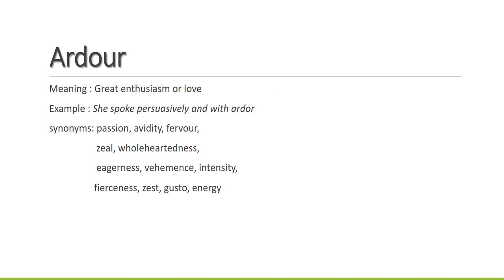And the next one is ardor, meaning great enthusiasm or love. Example: she spoke persuasively and with ardor. Synonyms are passion, avidity, fever, zeal, wholeheartedness, eagerness, vehemence, intensity, fierceness, zest, gusto, energy.